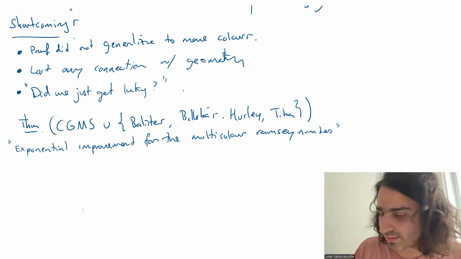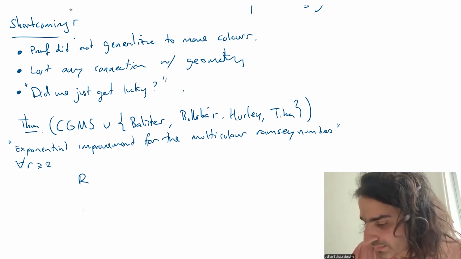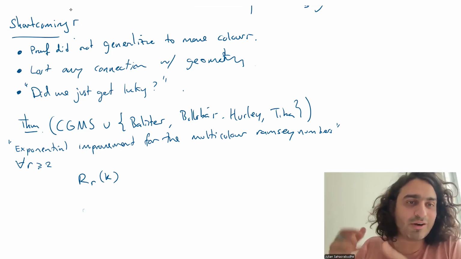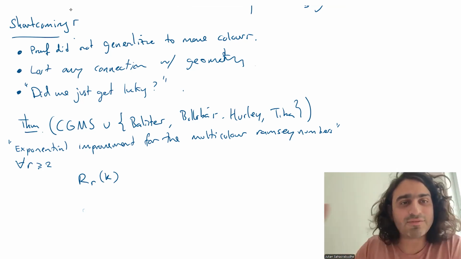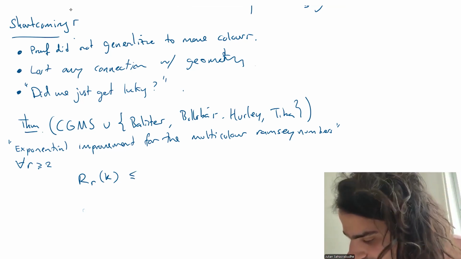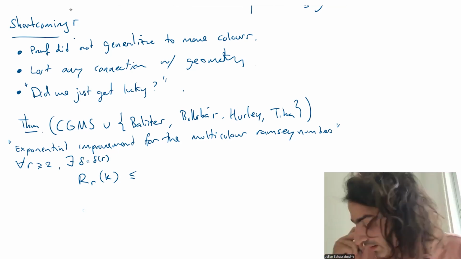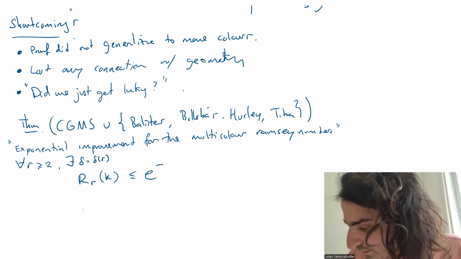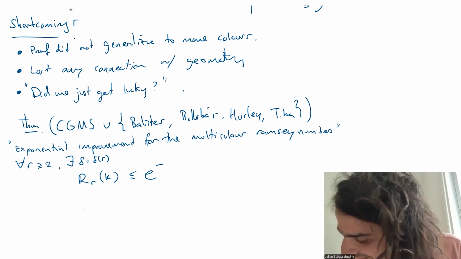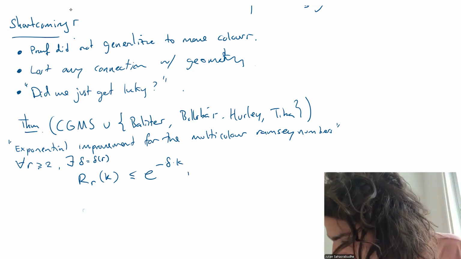Okay, and of course, this is just what you think they are. So for every r bigger than 2, the r-color Ramsey number. So now I'm allowed to color with, say, r is 3: red, blue, green, and I have to find a clique in one of these colors. Then we have an exponential improvement. So for every r, there exists some delta depending on r, so that this is e to the minus delta times k. And now this is just r to the r.